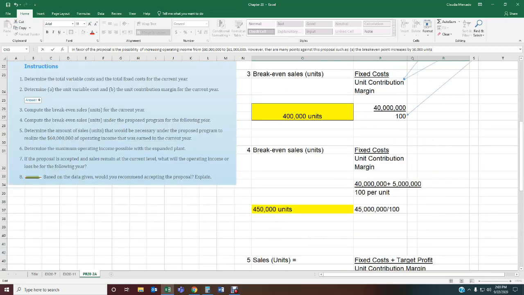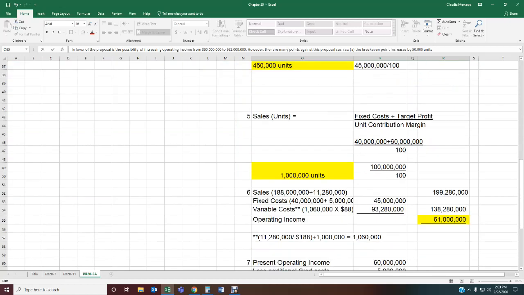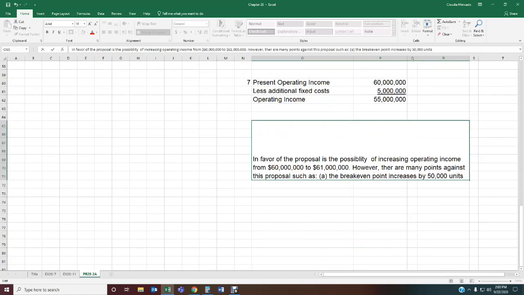Okay, so we compare. If we stay with the production that we have right now, or the sales that we have right now, and the fixed cost that we have right now, to break even, we would break even at 400,000 units. If we were to go with the proposal, we would be breaking even at 450,000 units. That's the difference of 50,000 units that I'm explaining here. So your break-even point is going to increase by an additional 50,000 units. Okay.